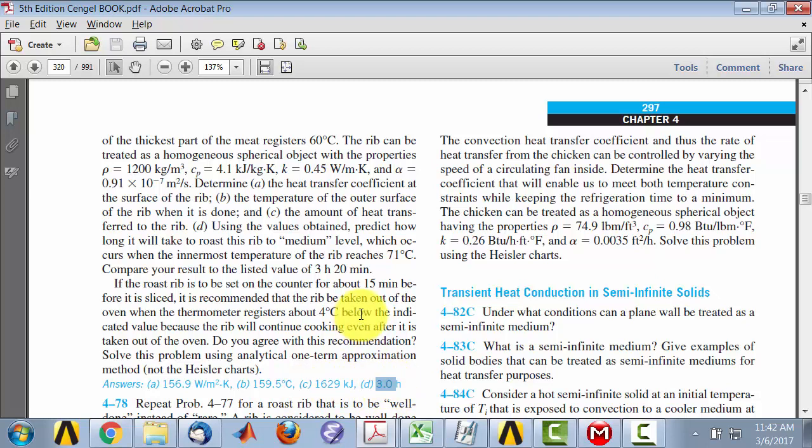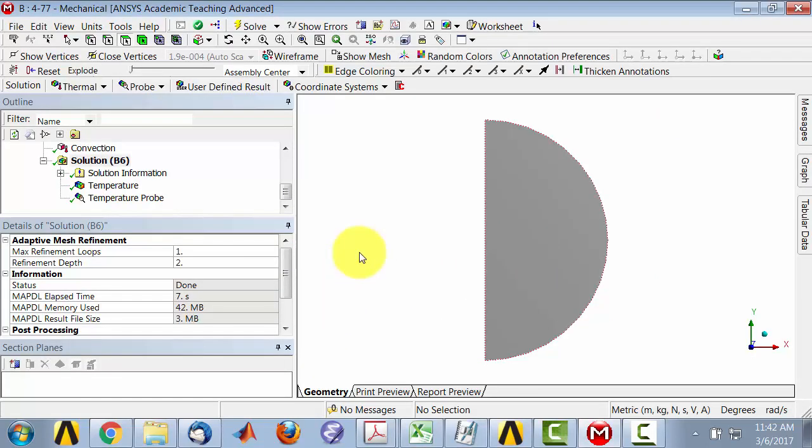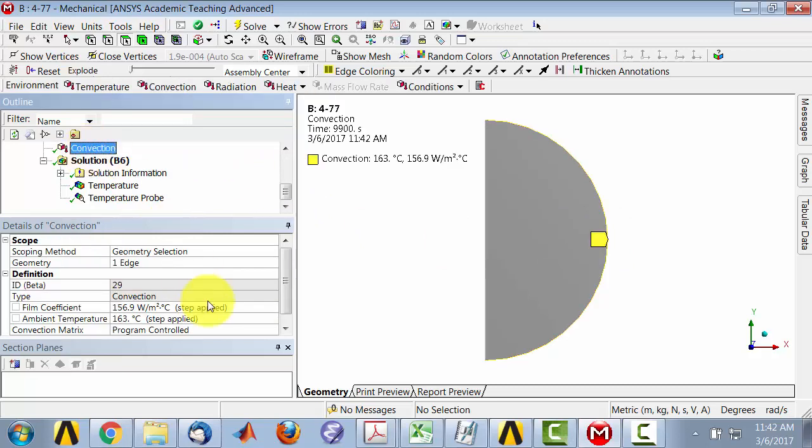So do it that way, and you will do this in a very similar way to the previous problem, which is 456, except that now you have spherical rather than cylindrical. And as we discussed in the lecture, in fact, you can use half of the semicircle to model this problem, and then for convection, I just used the H that's given in the ANSYS.